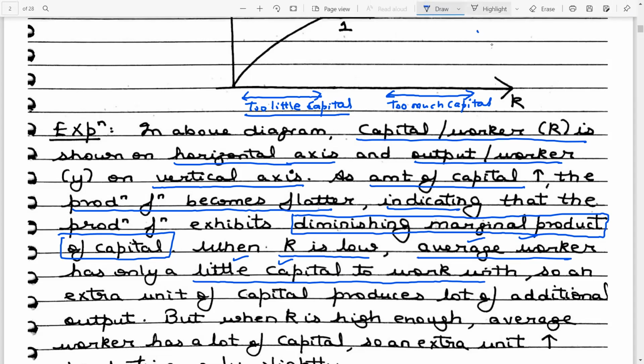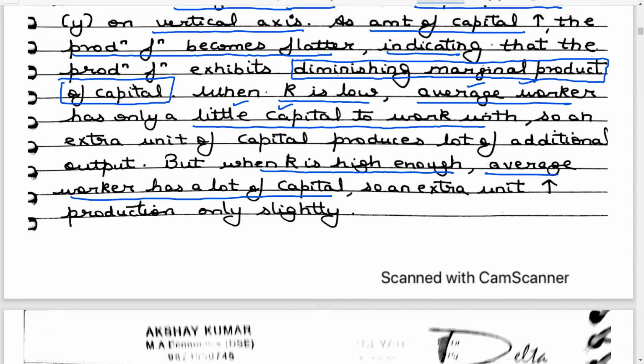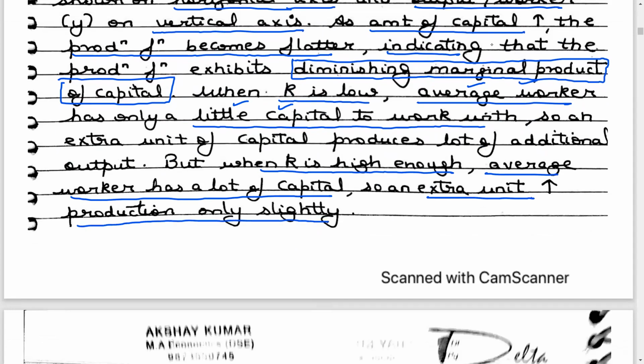But when the capital becomes very high, so you can read this line, when the capital is high enough, the average worker has a lot of capital. So an extra unit increases the production only slightly. That means when an average worker is already loaded with too much capital, if you give him extra capital, it leads to mismanagement. Obviously, one person cannot manage that much high level of capital.